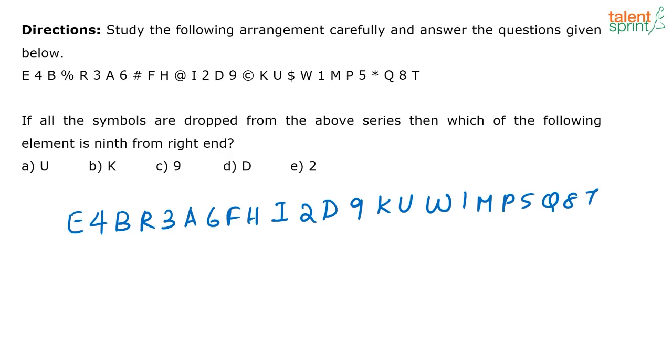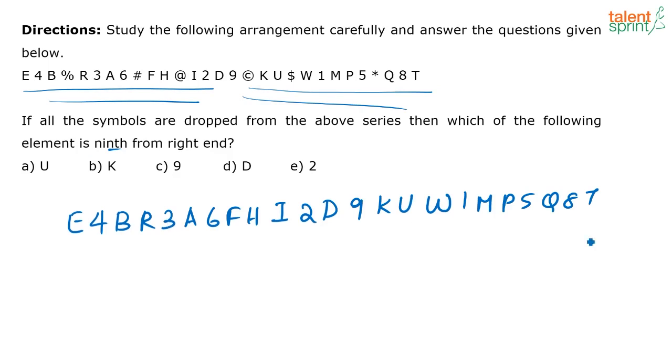Now when you are going to solve this question, first read the question. What have they asked? If all the symbols are dropped from the above series, then which of the following elements is 9th from the right end? So basically I don't need this end at all, I just need to find the 9th element from the right end. So why don't you start writing from this end so that you needn't write so many elements. If I start from here, I'll get T, then I have 8, Q, I omit the star, I have 5, P, M, 1, W, U, K.